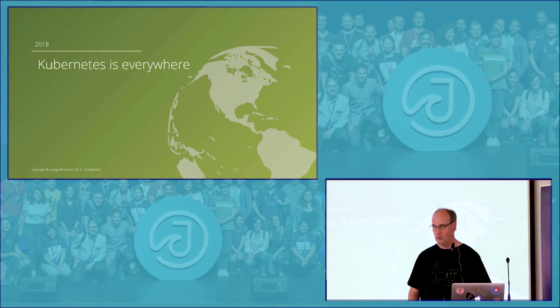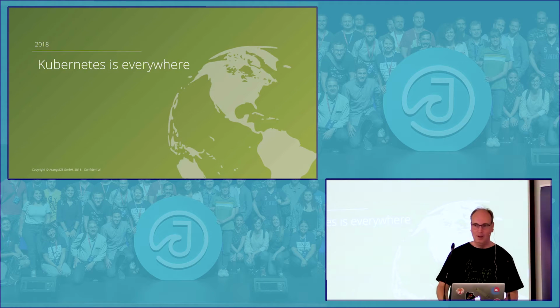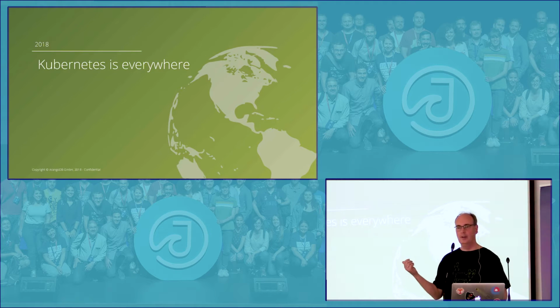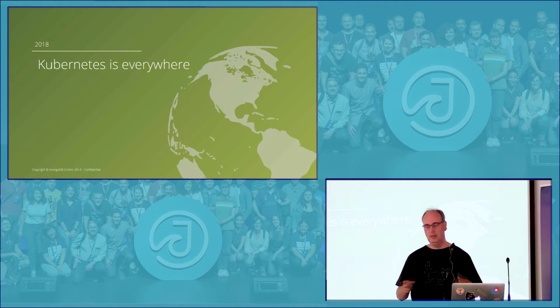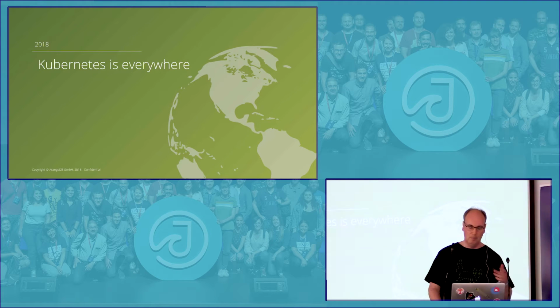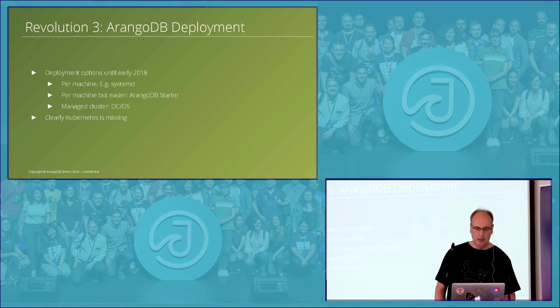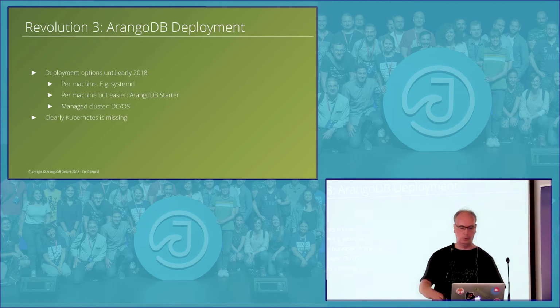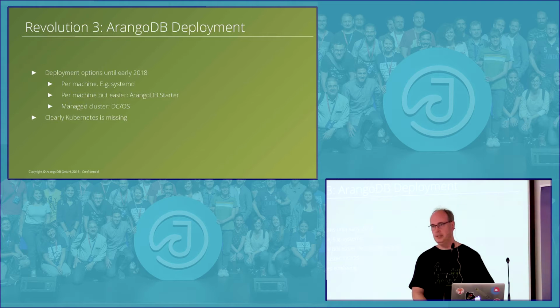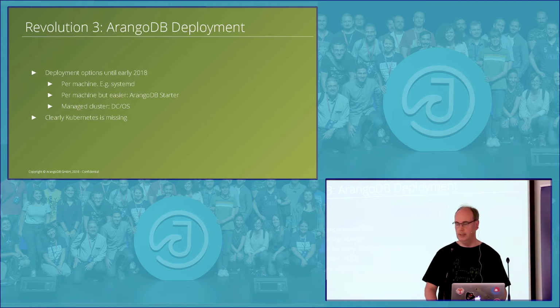I see the time, so I'm going to rush through that. What happened this year? We find Kubernetes everywhere. Even at conferences like this, you have a lot of talks about Kubernetes, and our customers are asking for it. What were the deployment options that we had until, let's say, now? You could run something very low level with systemd on your machine. We have an easier tool, which is called a starter, and we have a managed cluster in DCOS or Mesos. And obviously, Kubernetes is missing from there.